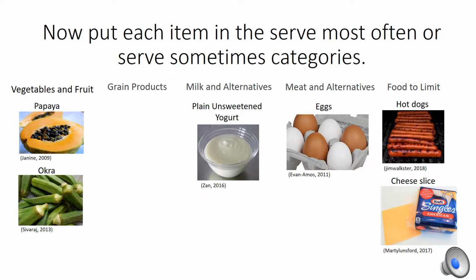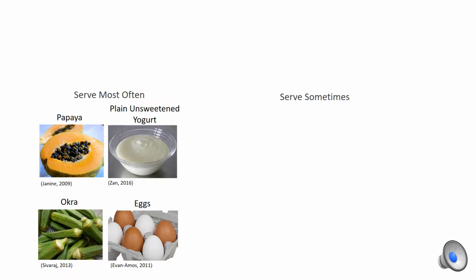Papayas and okra belong in the vegetables and fruit food group. Plain unsweetened yogurt is a milk and alternative, and eggs are a meat and alternative. Hot dogs and cheese slices are foods to limit. Now, let's put each item in a food group in the serve most often or serve sometimes categories. Papaya, okra, plain unsweetened yogurt, and eggs are all served most often foods.